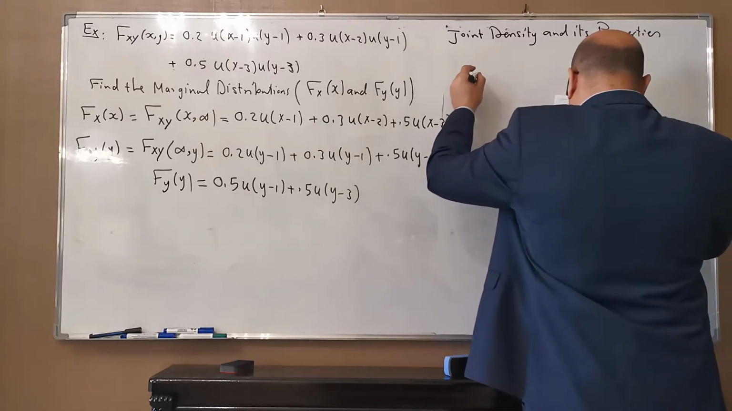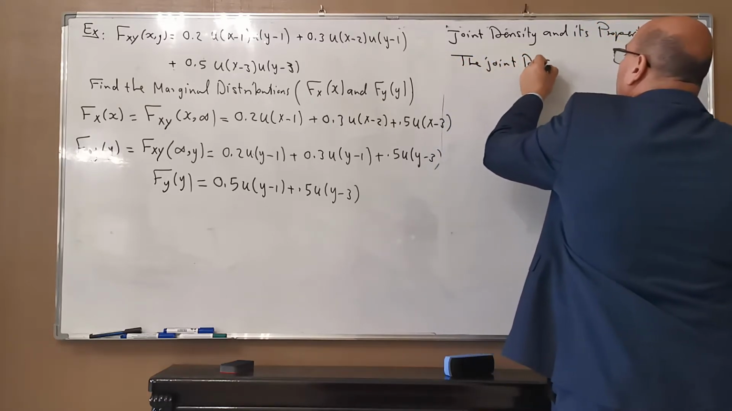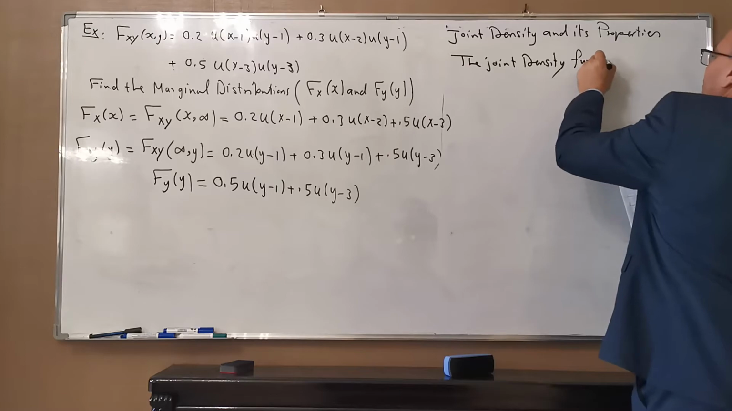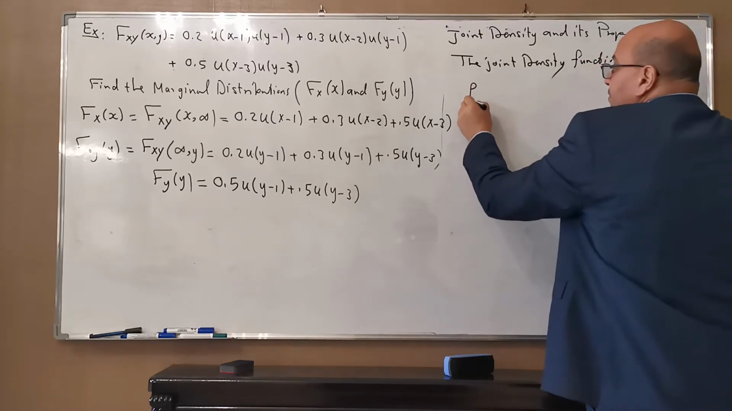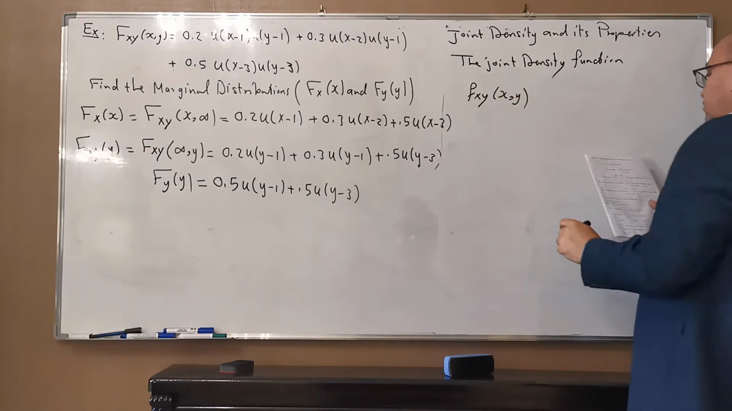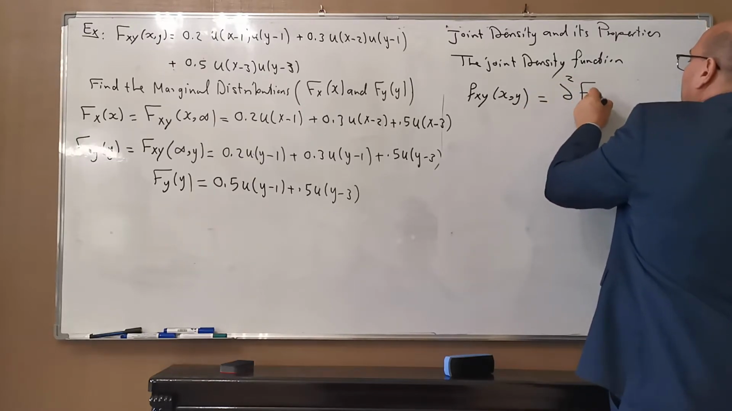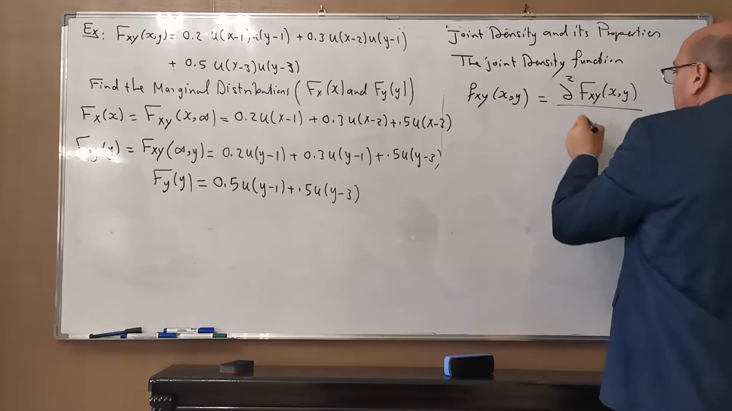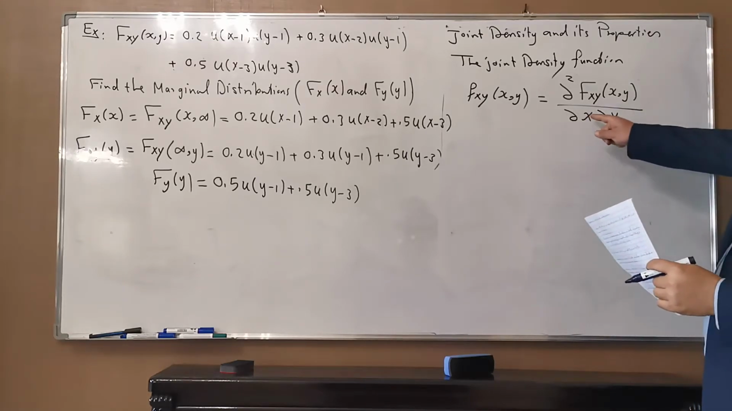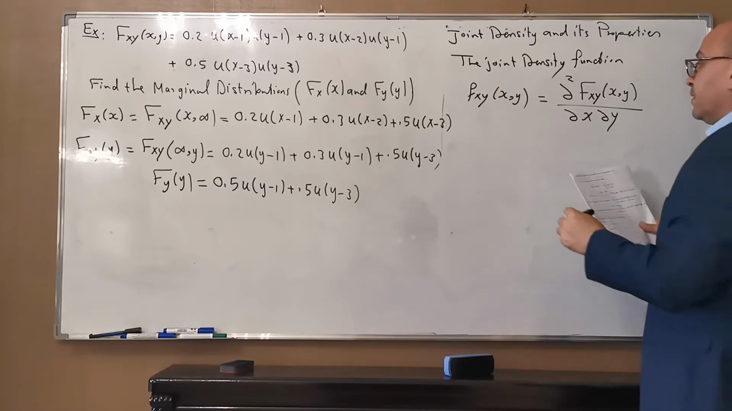Okay, so the joint density function f_XY(x,y) — we use lowercase letters for the density — is equal to the second derivative of the distribution, with respect first to x and then to y, or vice versa, first with respect to y and then to x. Both are acceptable.